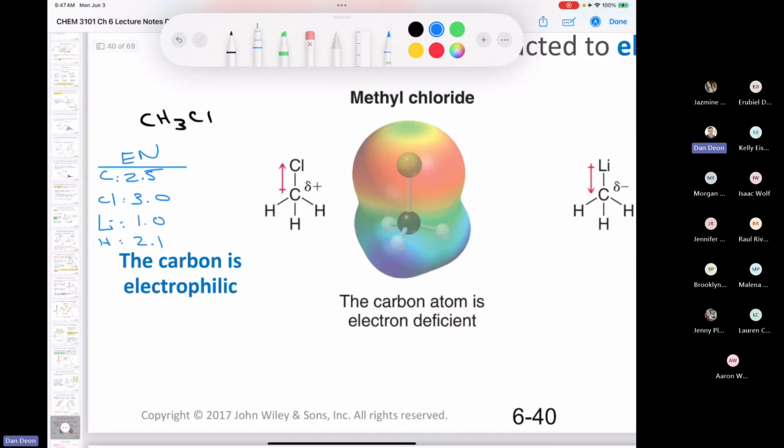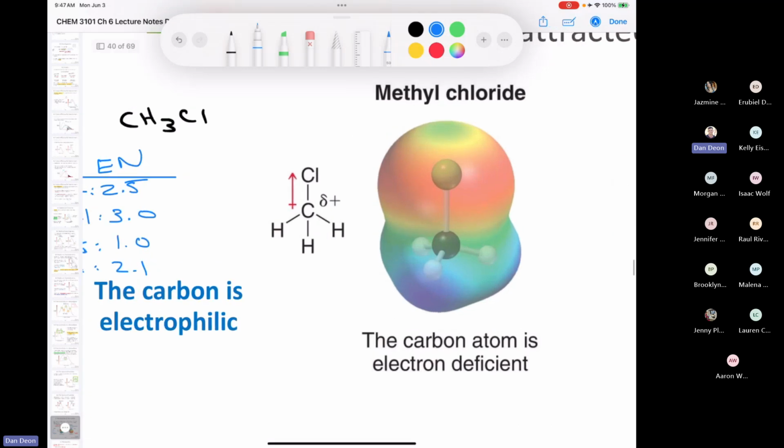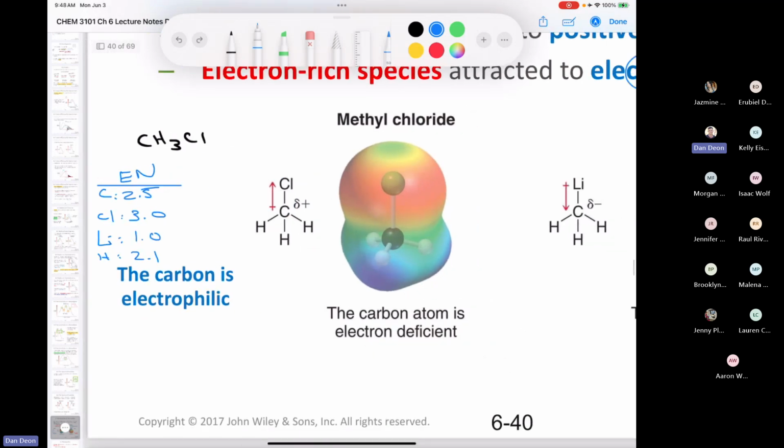If you take a look at the bond between carbon and chlorine, there's a dipole. That's what this arrow means, because chlorine is more electronegative than carbon. You see the dipole is going towards the chlorine like that. And you see that in the electrostatic potential map where it's orange. This is a region of high electron density.